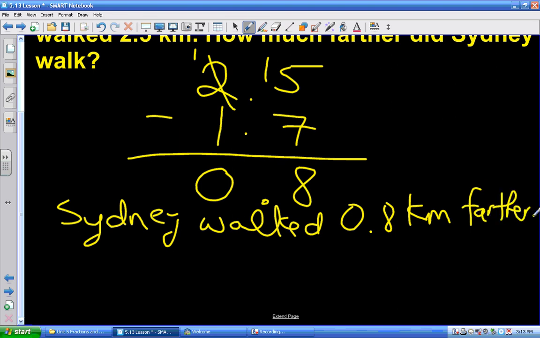Okay. Now, do I need to have the kilometers in there? Oh, yes, I do. That's my unit. It tells me how far. Because if I don't put kilometers in there, someone may think 0.8 meters, 0.8 centimeters, 0.8 millimeters, inches, feet, yards, miles, rods.